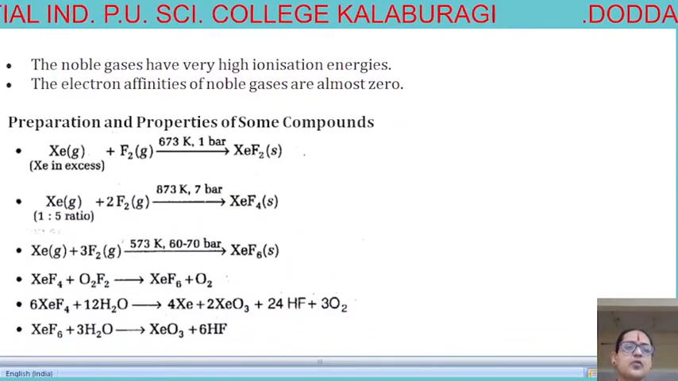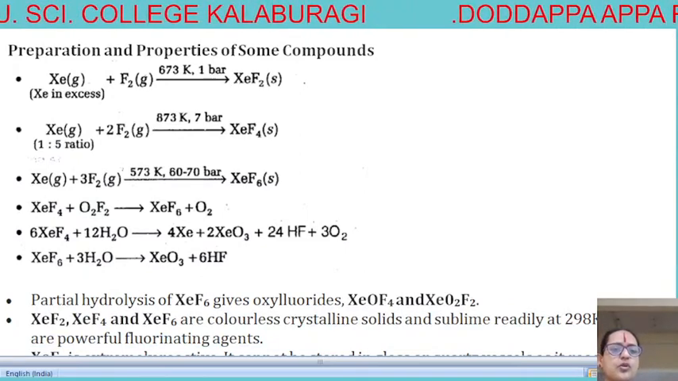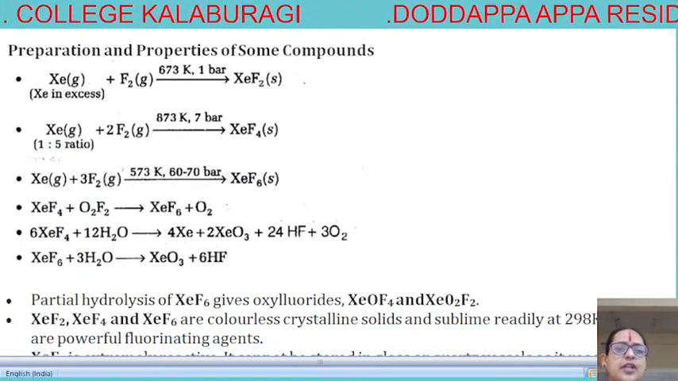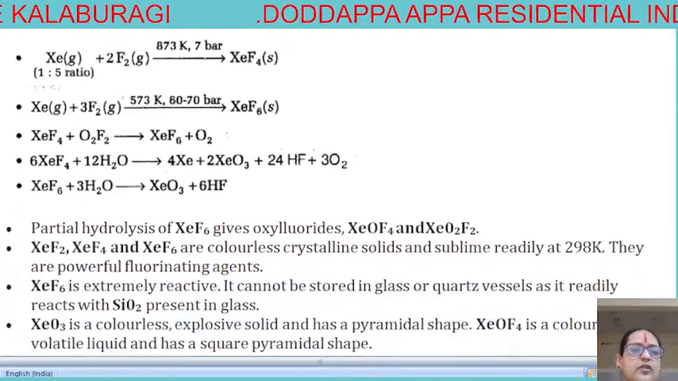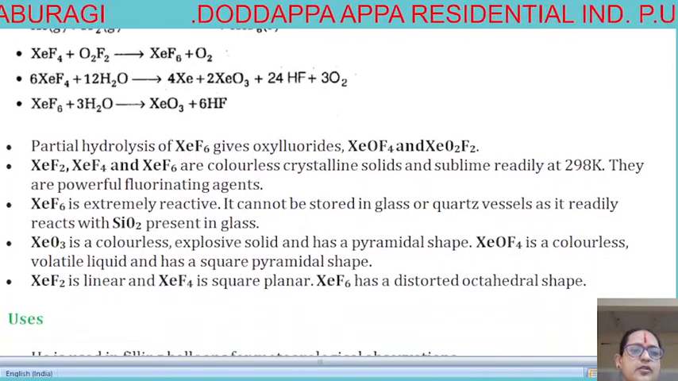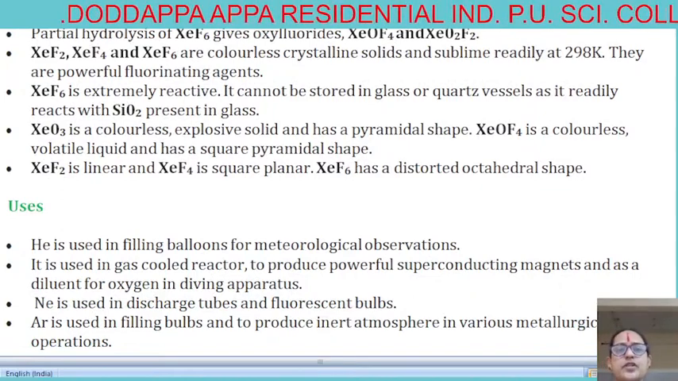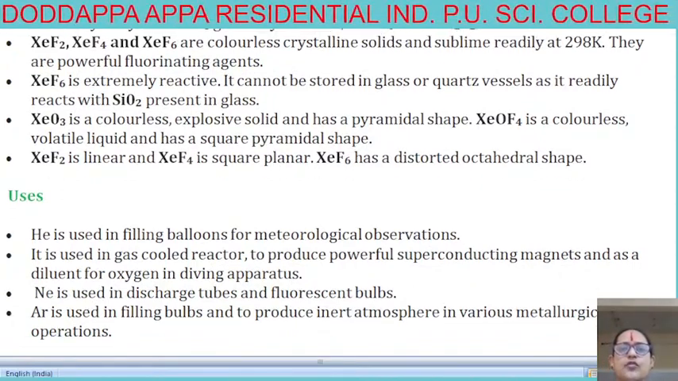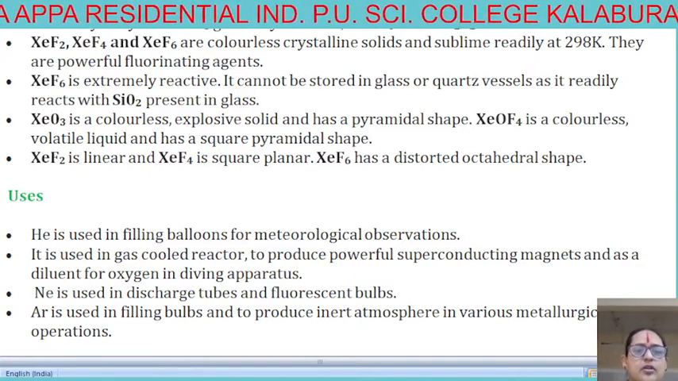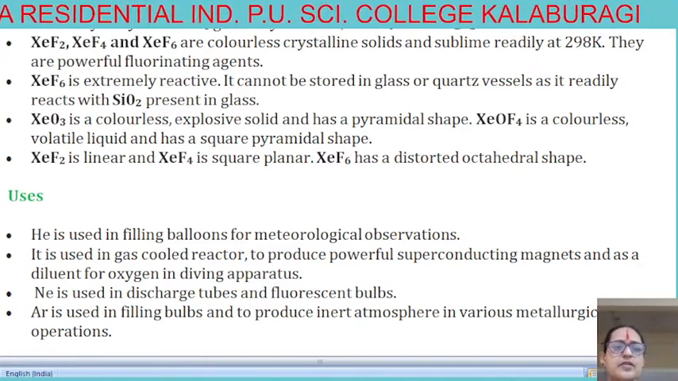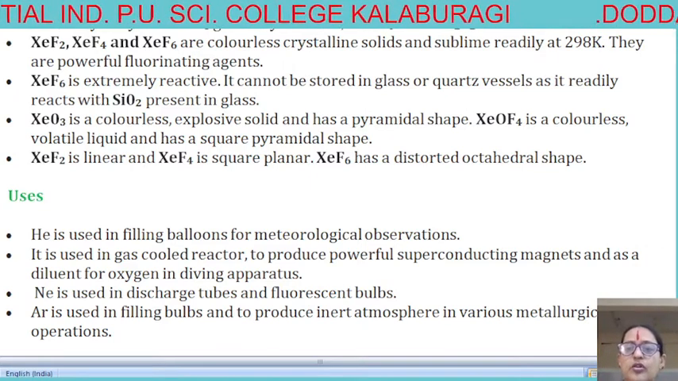Here are the compounds, how they combine: xenon combines with fluorine to form XeF2. With an increase in ratio, it can form xenon tetrafluoride. With O2F2, it can form xenon hexafluoride. Then partial hydrolysis of xenon hexafluoride we have to study, which gives XeOF4 and XeO2F2. So these are the structures: XeF2 is linear, XeF4 is square planar, XeF6 is distorted octahedral.